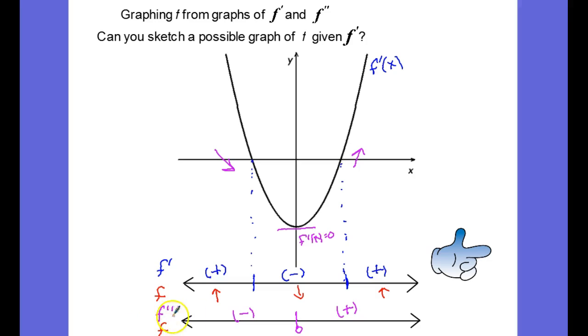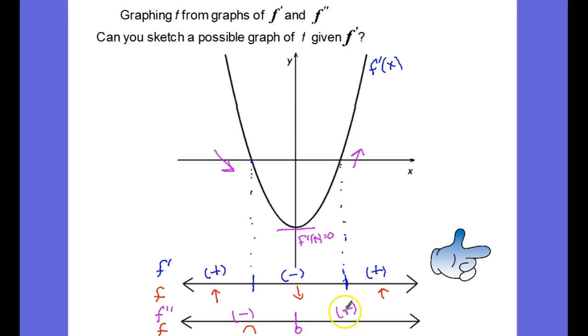And since these are f double prime we're talking about, a negative f double prime means concave down, and a positive f double prime means concave up. Okay, so what's going on here? Well, first of all, my concavity changes at 0. That means that this is a point of inflection for my original function f.